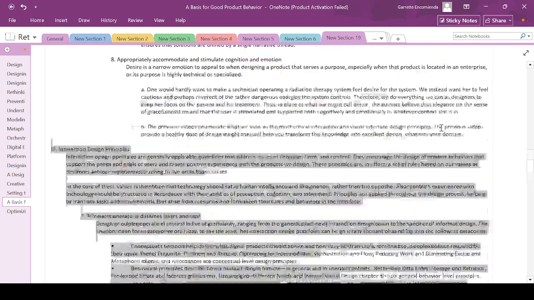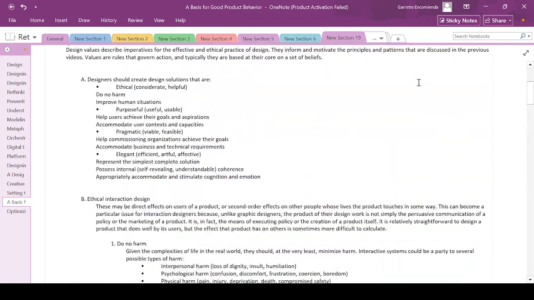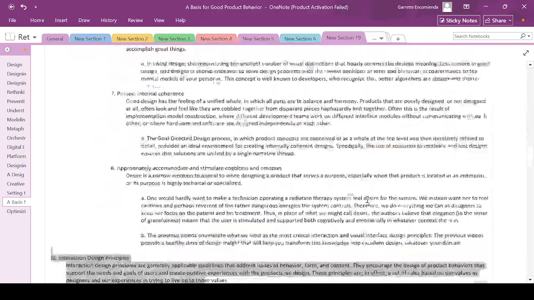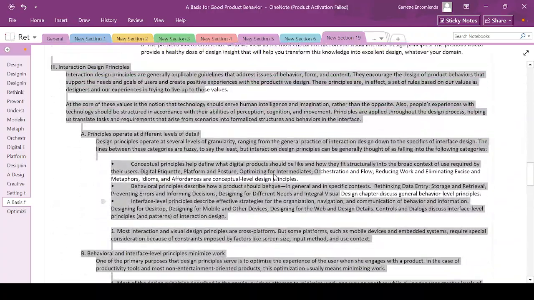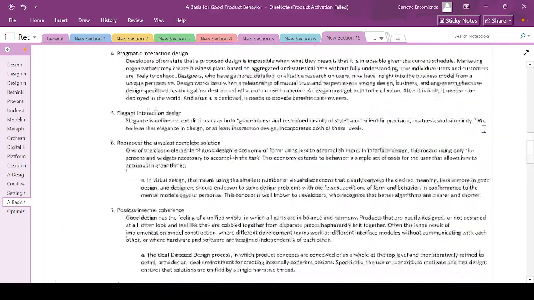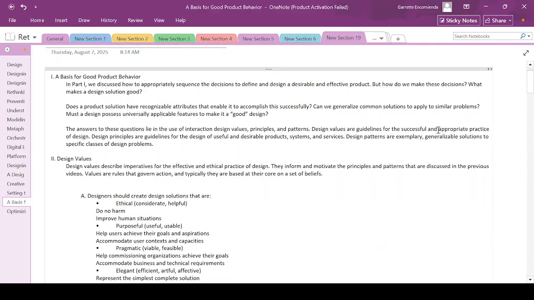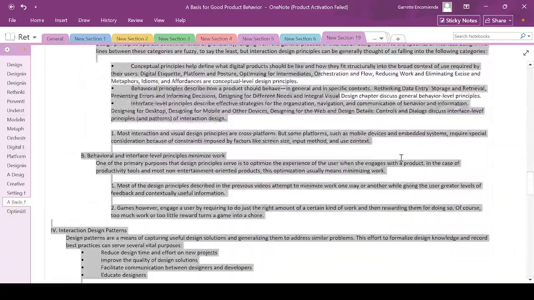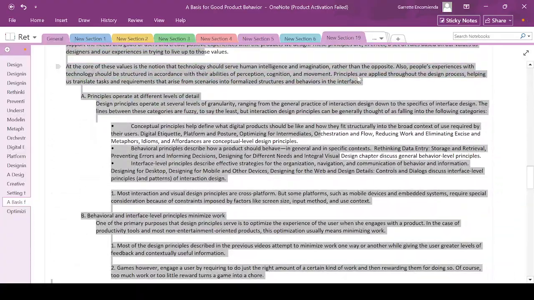So to make it useful, we focus on the users, right? And then design patterns are contextual in nature, applicable to a certain scenario. So these principles are in effect a set of rules based on our values as designers and our experiences in trying to live up to those values we've defined. Again, values are guidelines for successful and appropriate practice of design. So that's to make us all successful.